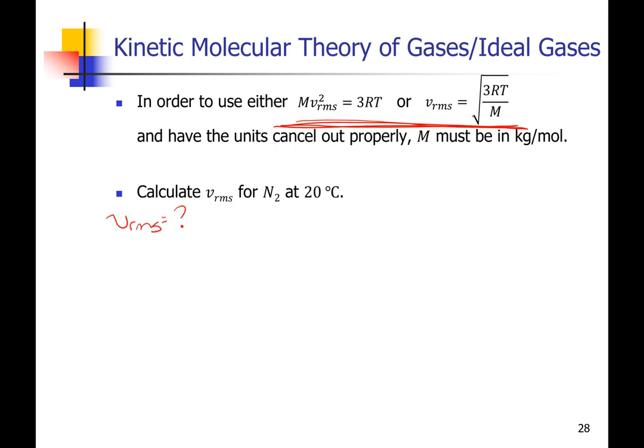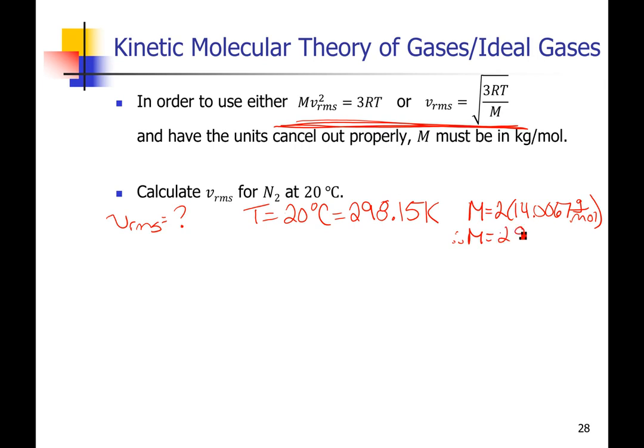speed. We know that the temperature is 20 degrees Celsius, and we can therefore convert that to Kelvin by adding 273.15. So that gives us a temperature of 298.15 Kelvin. And we know that we are working with nitrogen gas, which means that the molar mass is going to be equal to twice 14.0067 grams per mole, or therefore 28.0134 grams per mole.